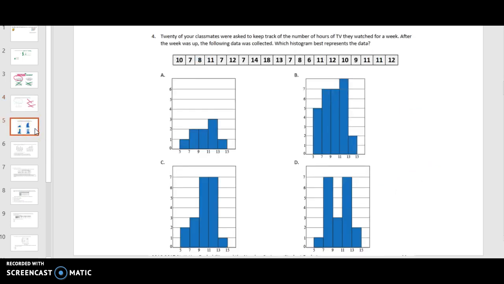All right, 20 of your classmates were asked to keep track of the number of hours of TV they watched for a week. After the week was up, the following data was collected. Which histogram best represents the data?